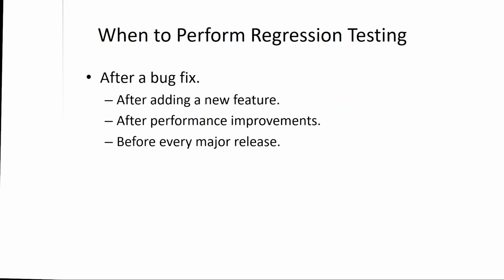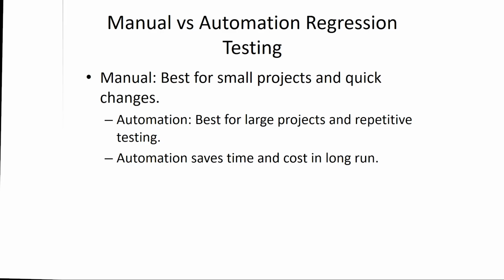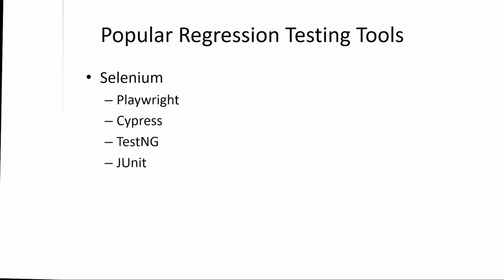When to perform regression testing? After a bug fix, when adding a new feature, after performance improvements, or before every major release. It is best for large projects and repetitive testing. Automation saves time and cost in the long run. Popular regression testing tools: Selenium, Playwright, Cypress, TestNG, and JUnit. These are the popular tools which are used for regression testing.